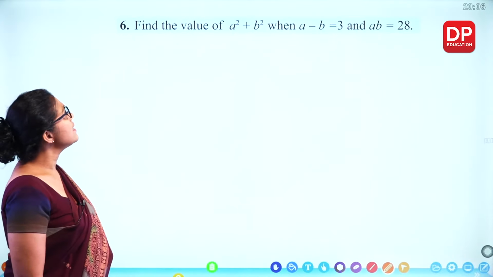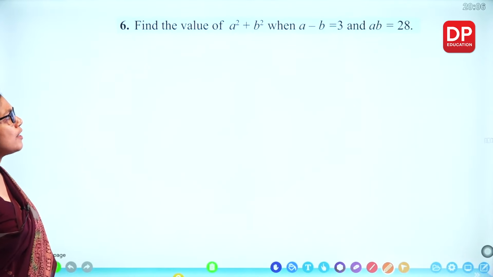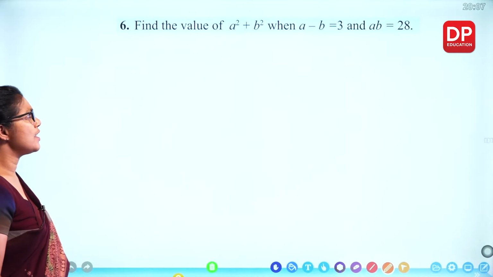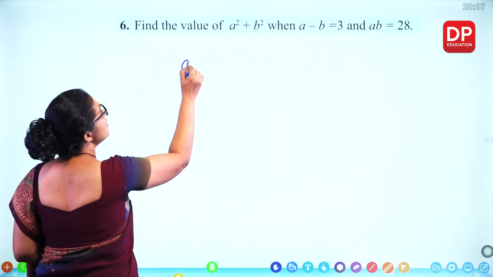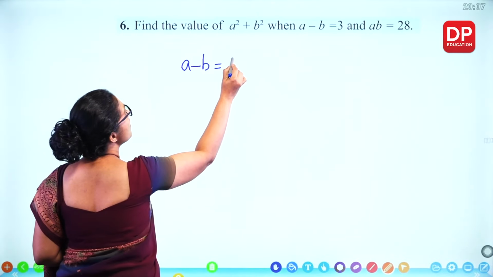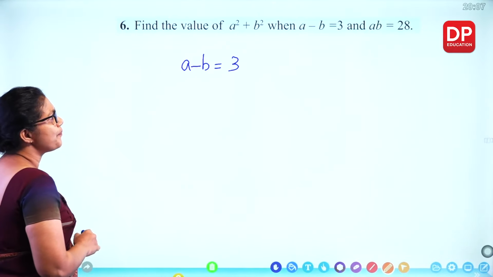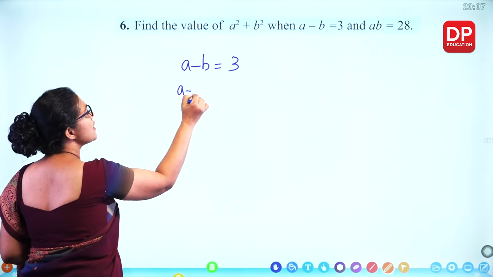Now we'll look at the sixth question. Find the value of a squared plus b squared when a minus b is 3 and ab is 28. Similar to the previous question, you can square this equation and find out easily. So when you square both sides, what happens?